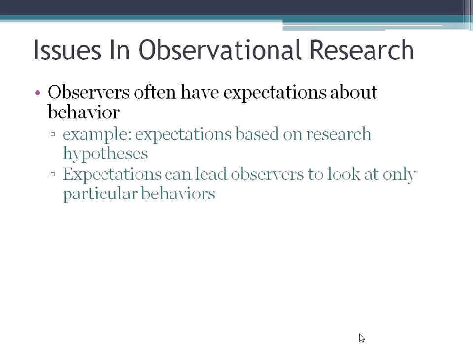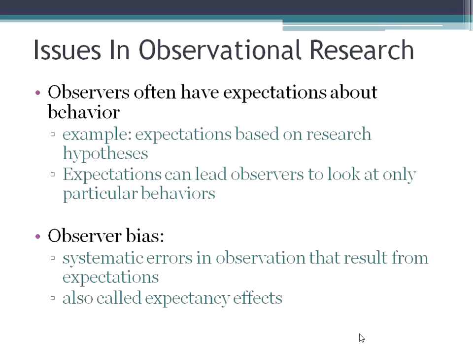We also can run into problems with observers having expectations about behaviors, so only looking at particular behaviors. We talk about this as observer bias. So systematic errors that result from expectations. So you expect, because of stereotypes, that the black children are going to be more aggressive than the white children or the Hispanic children. And so when you're doing your observations, that stereotype that you may hold could inadvertently influence how you're observing that aggressive behavior.